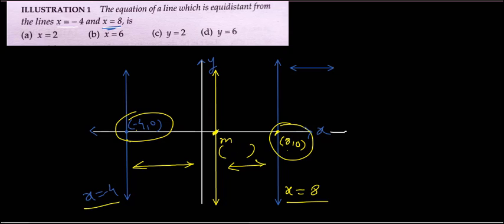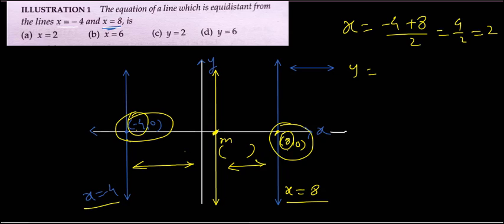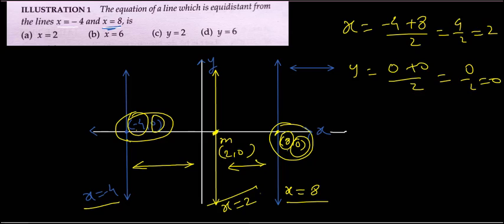That means this point will be the midpoint of these 2 points. So how to find the midpoint? Its x coordinate will be the sum of the x coordinates, minus 4 plus 8, divided by 2. What will I get? 4 upon 2, that means 2. And the y coordinate, 0 plus 0 upon 2, that means 0 by 2 is 0. So the coordinate of M will be 2 comma 0. That means the equation of this line will be x equals to 2. This is the required equation of the line which will be equidistant from both these lines. So the answer is option A.